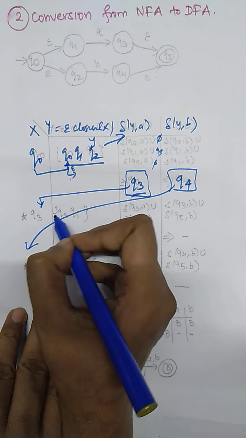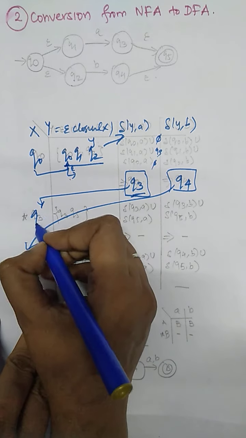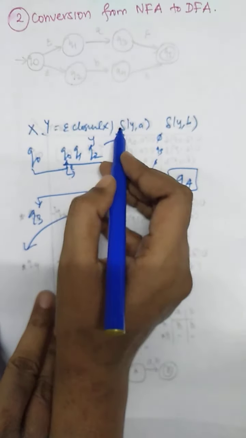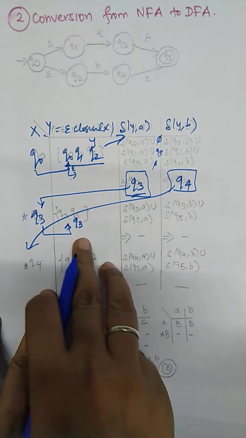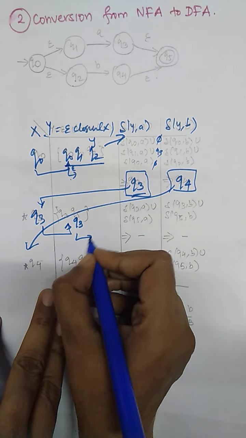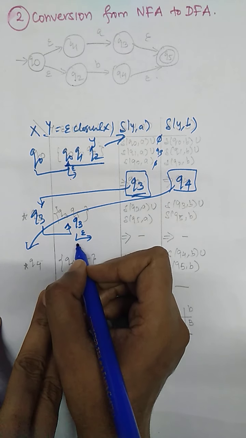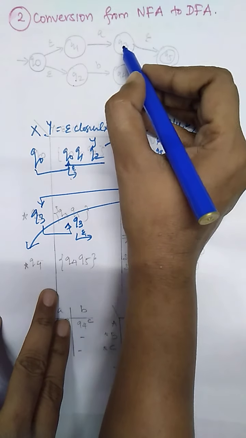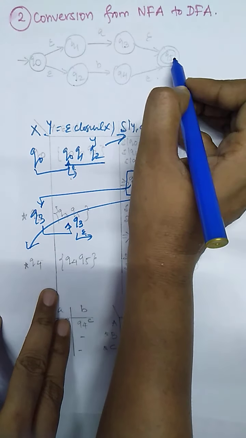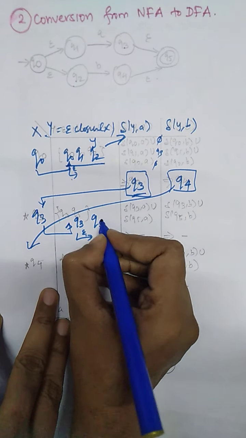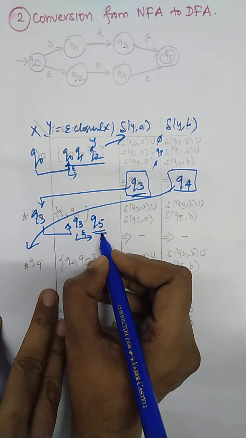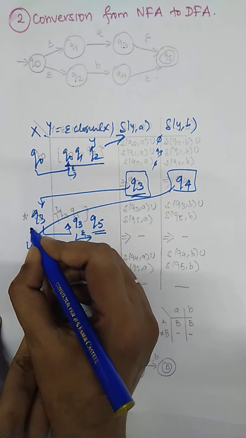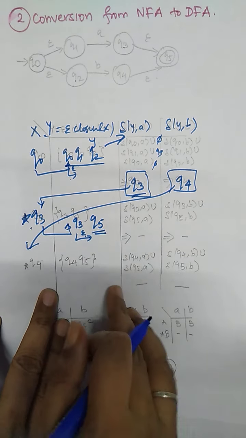Now Q3. What do we have to do? We have to find the epsilon closure of Q3. As a rule, first of all, Q3 will be included in its epsilon closure. Now from Q3, what are the reachable states with epsilon? So where is Q3? Q3 is here. Q3 with epsilon goes to Q5. Now as Q5 is the final state which is present in the epsilon closure of Q3, Q3 will be marked as a final state.